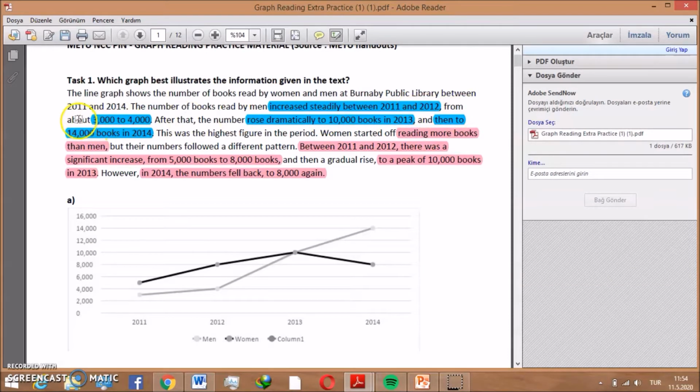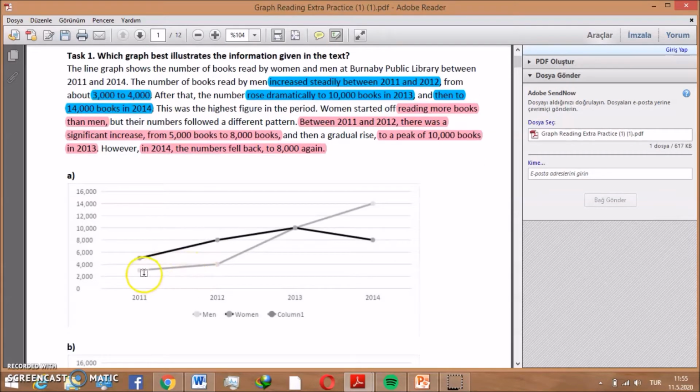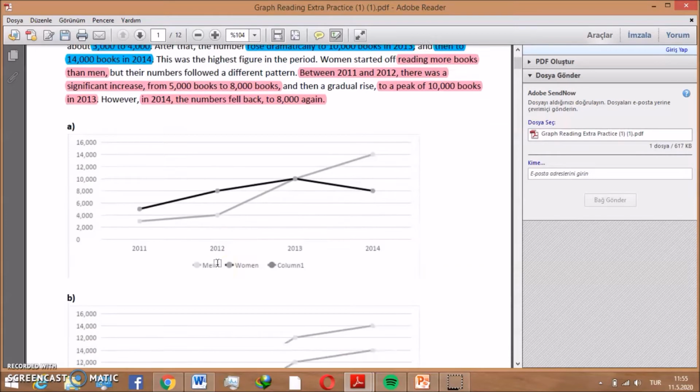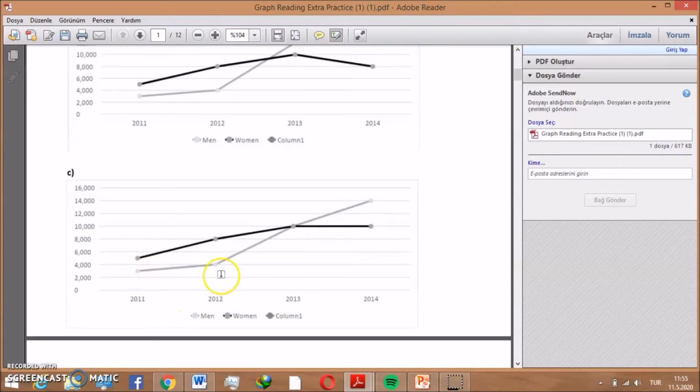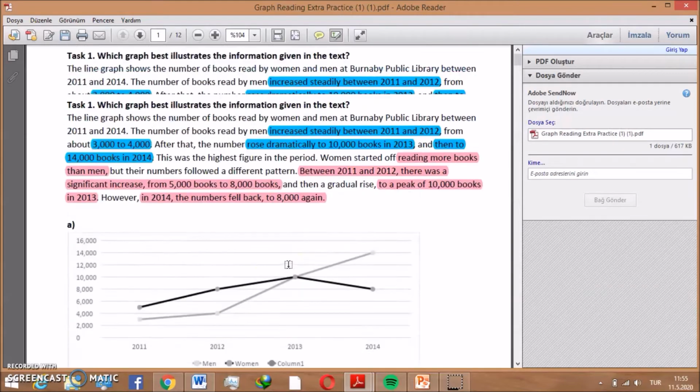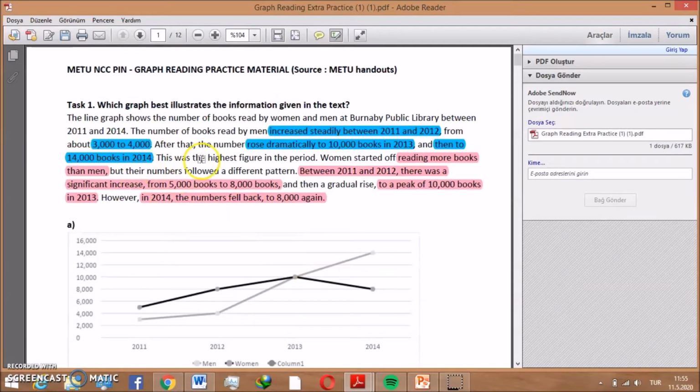But the numbers are important too. Yes, it is increasing steadily, but from what to what? It is from about 3,000 to 4,000. So we need to check it now. 3,000 to 4,000. Yes, this is correct. And this is correct too. This is correct too. So all three of them match our description for now.